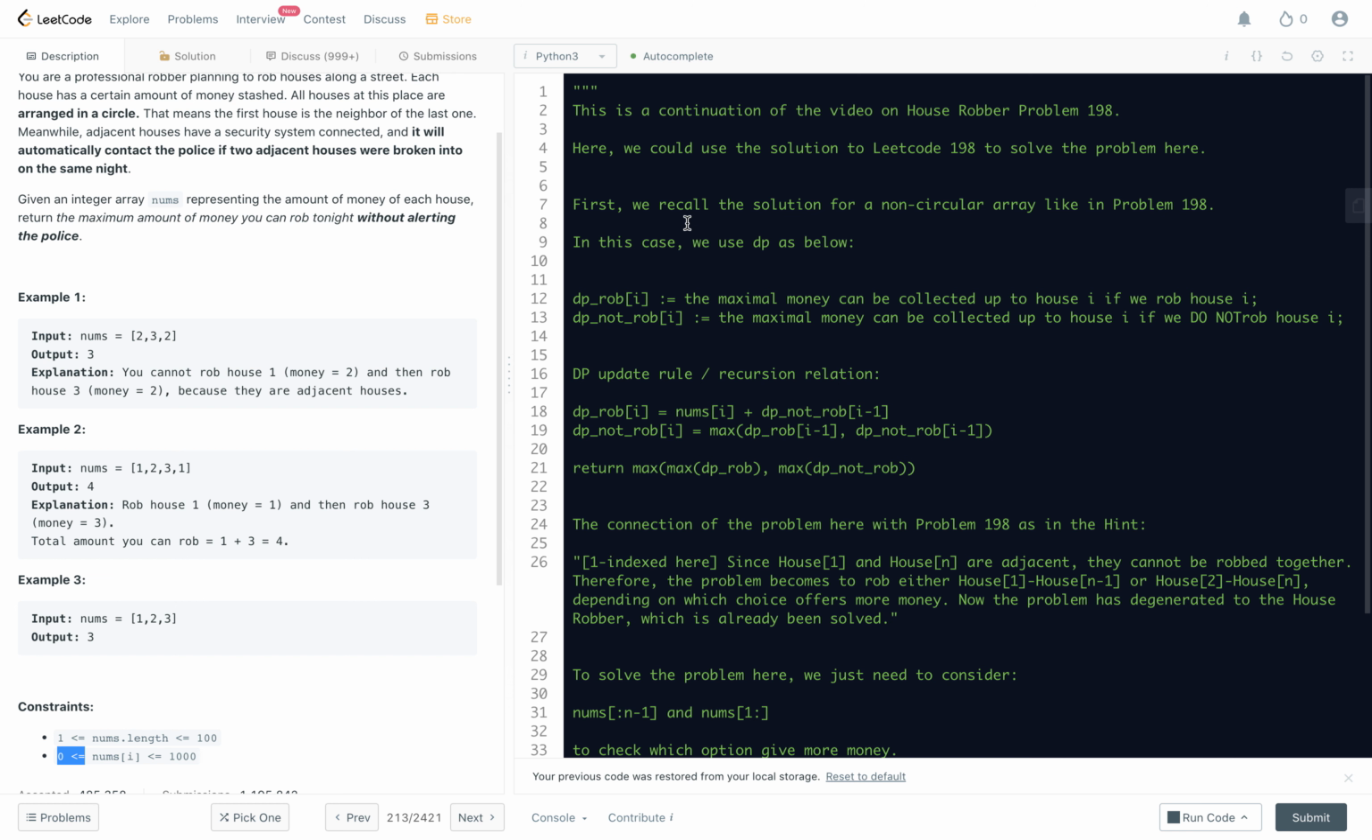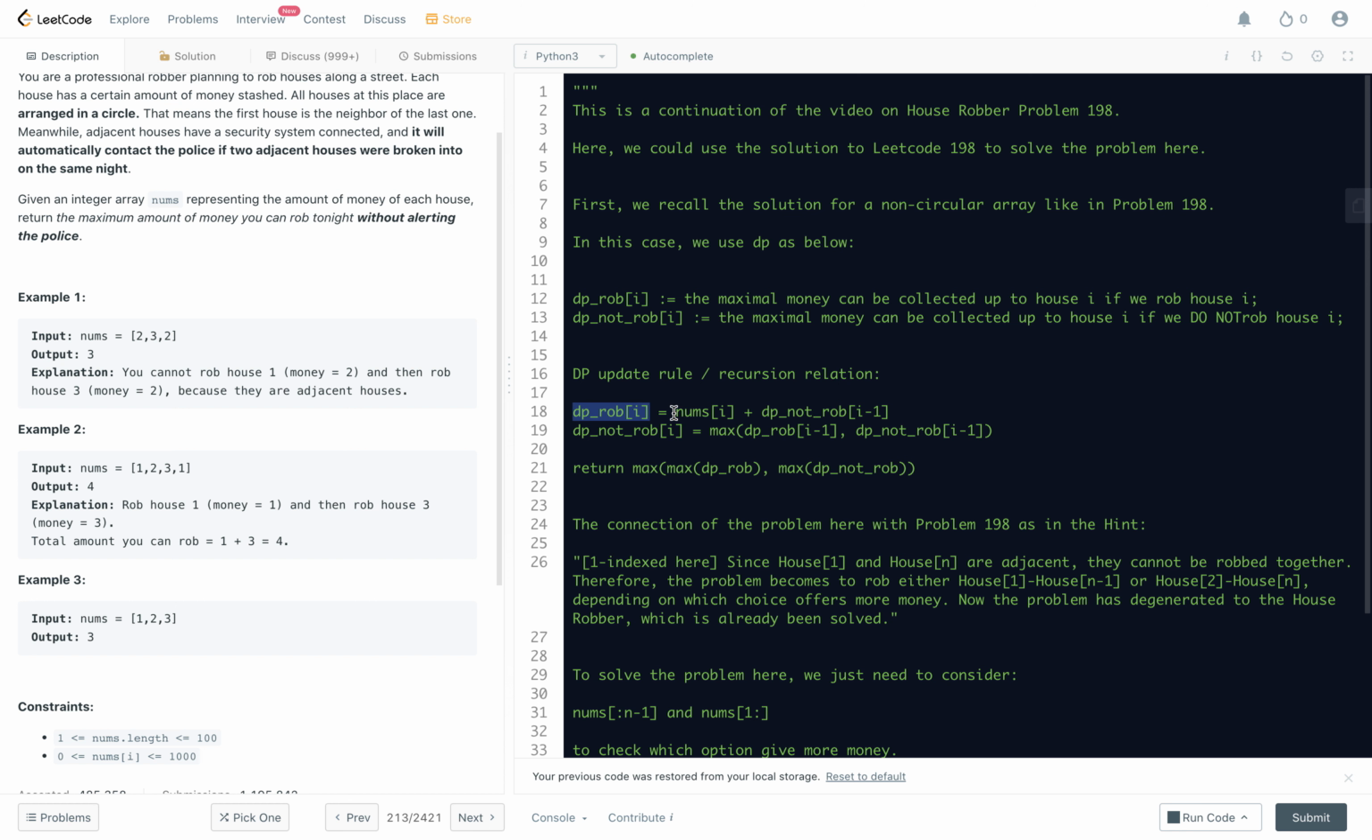With that said, first let's recall the solution for the non-circular array problem, problem 198. In the case of problem 198, we use dp as below. First, dp_rob[i] means the maximum money that can be collected up to house i if we rob house i. dp_not_rob[i] is the same thing, but we do not rob house i. With this interpretation, the dp update rule, or the recurrence relation, can be easily obtained.